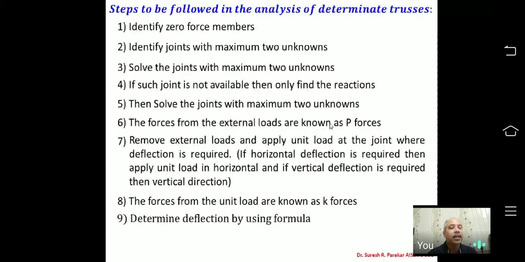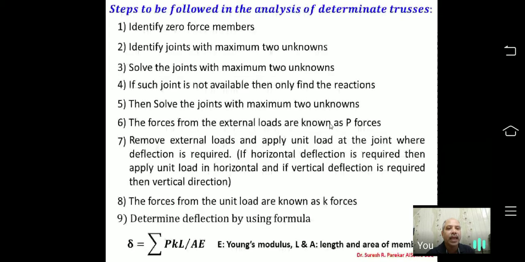We know P, that is the force due to external loads. K we know, that is the forces in the members due to unit force. L is the length of the member, and AE is the axial rigidity, where A is the cross sectional area, and E is the modulus of elasticity. So in this way we are in a position to determine the deflection by using this formula, that is delta is equal to summation PKL upon AE.